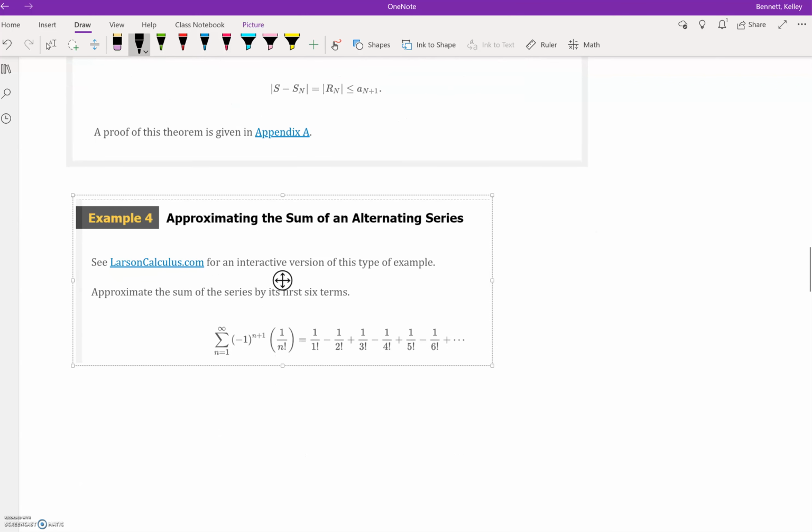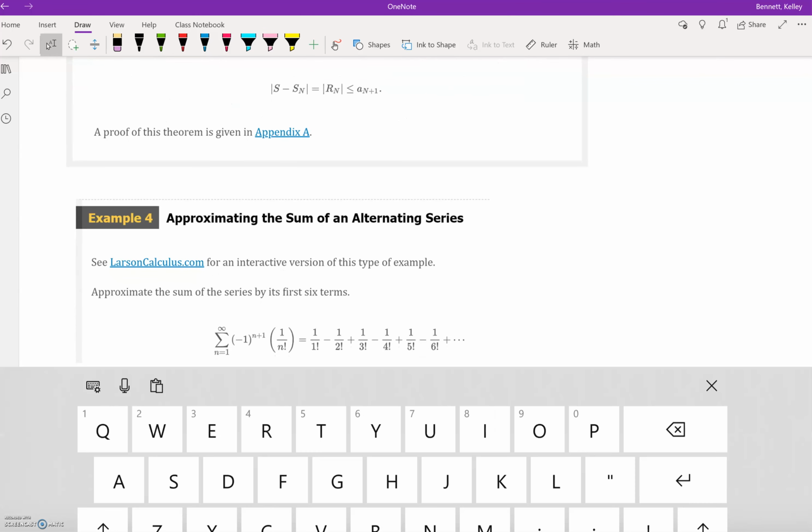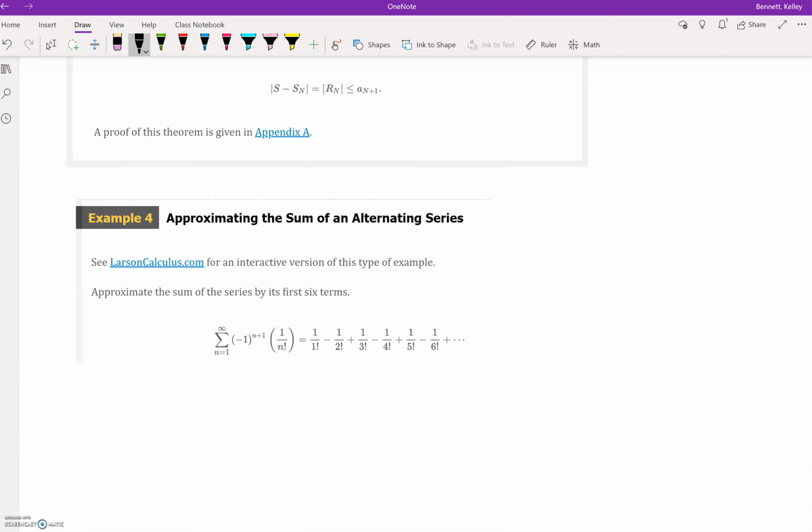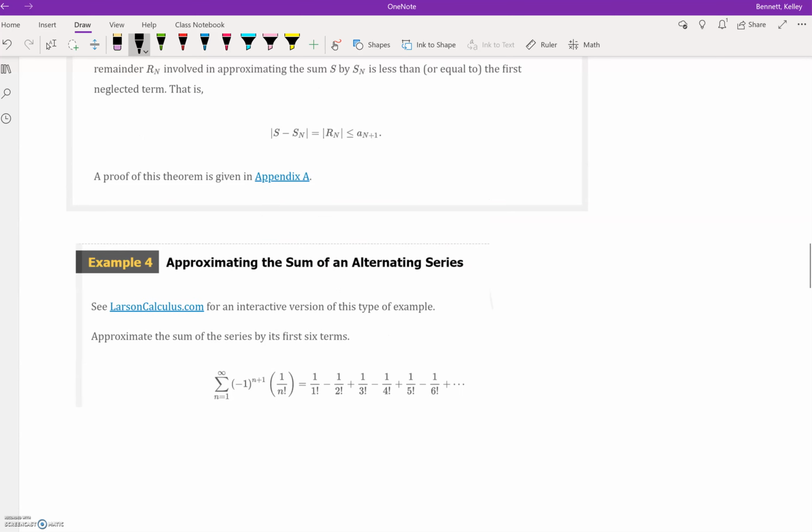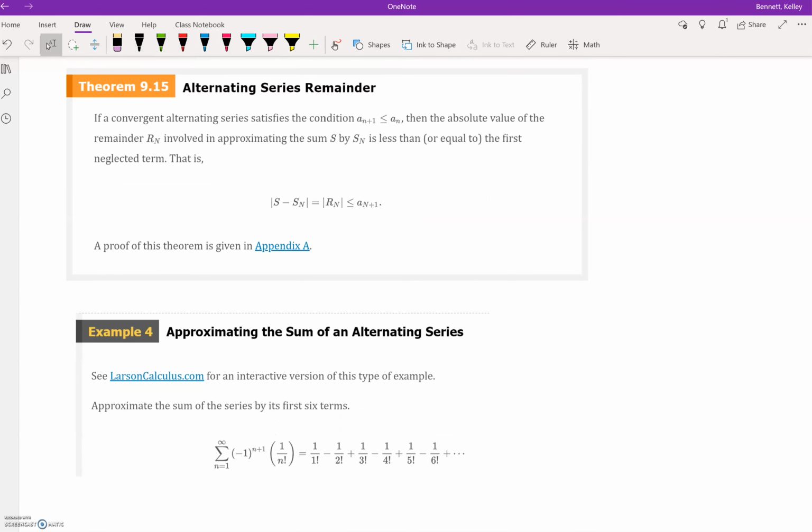This difference, S minus S sub n, is denoted R sub n, where it's called the remainder. So let's see if we can use it to get an estimation for the actual sum of the given alternating series. The first thing that we need to know, if we peek back at Theorem 9.15, is that S itself needs to be convergent.